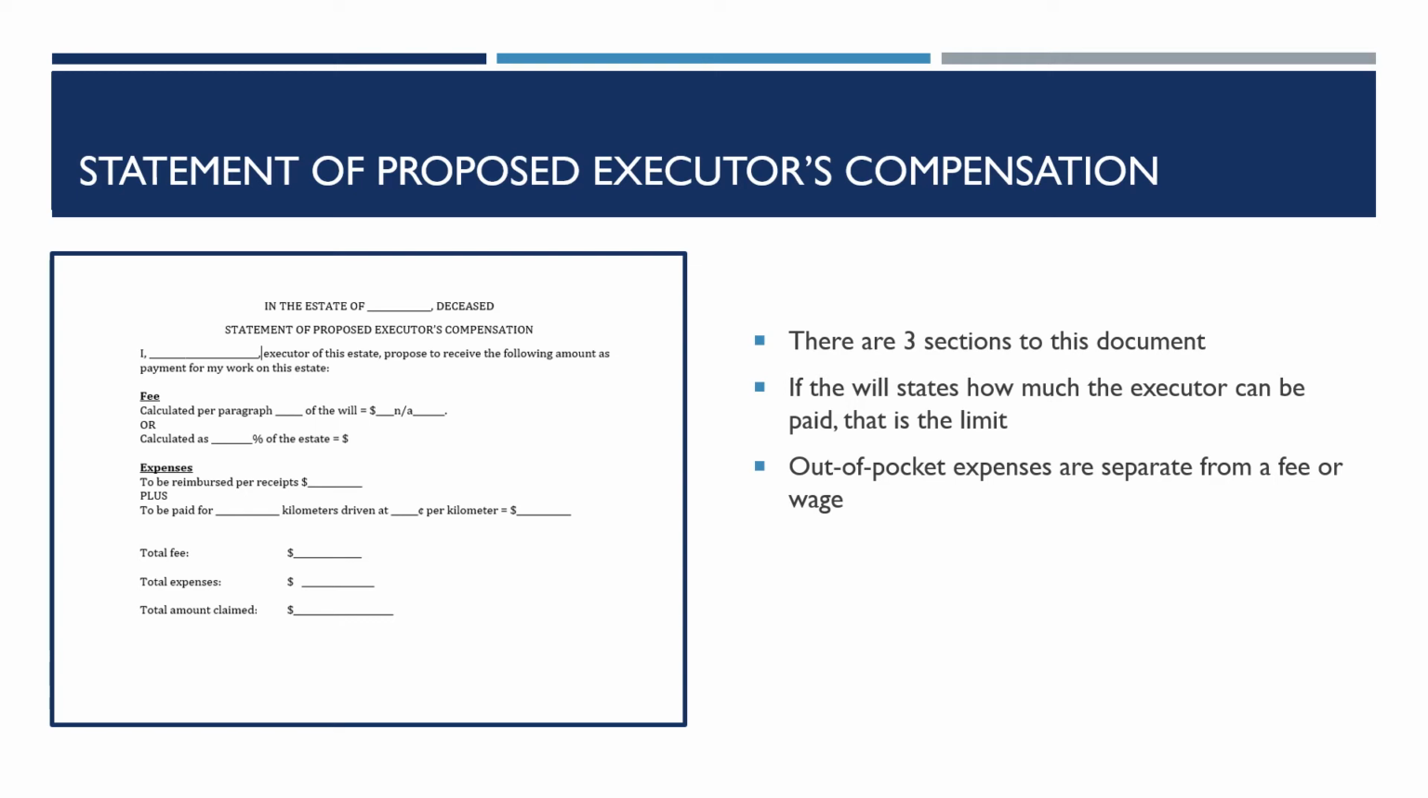The second section of the document allows you to claim reimbursement for your out-of-pocket expenses. You may also claim mileage if you drove your car to take care of estate business. There is no specific amount stated in the law for mileage. A good suggestion is to find out how much the provincial or local government pays employees for mileage and use that as your figure. The third and final section of the document shows the total fee and the total expenses added together to make up your claimed amount.